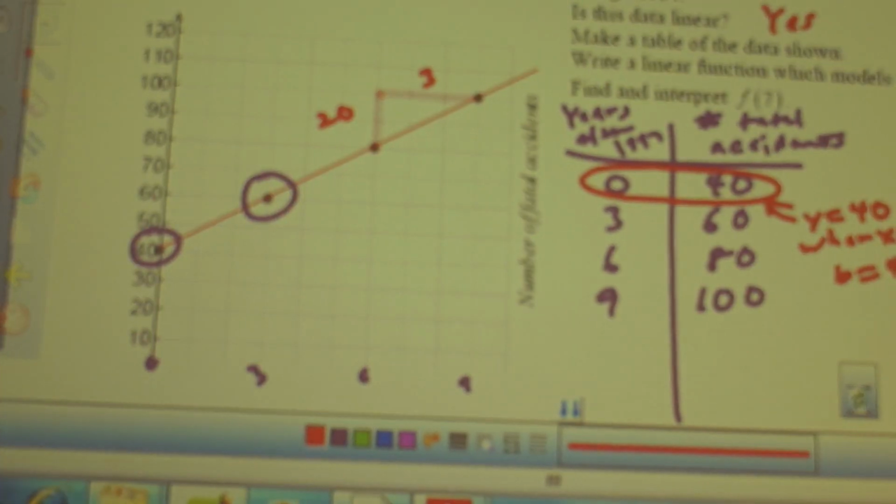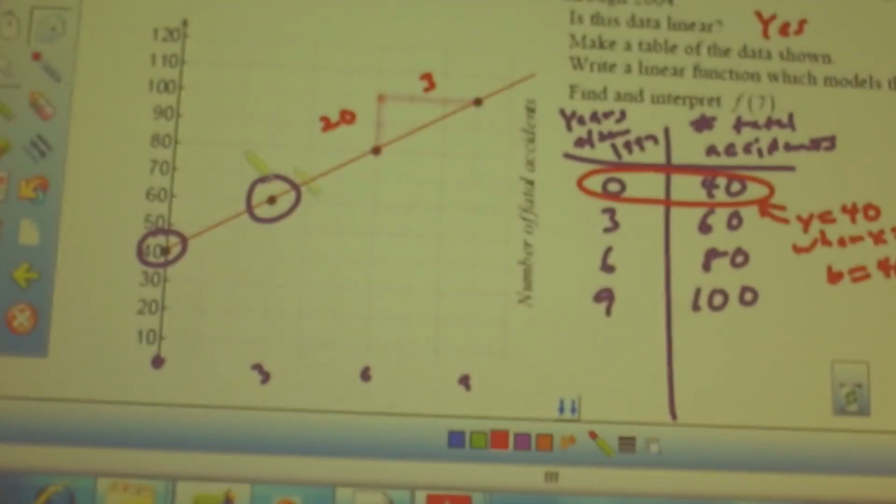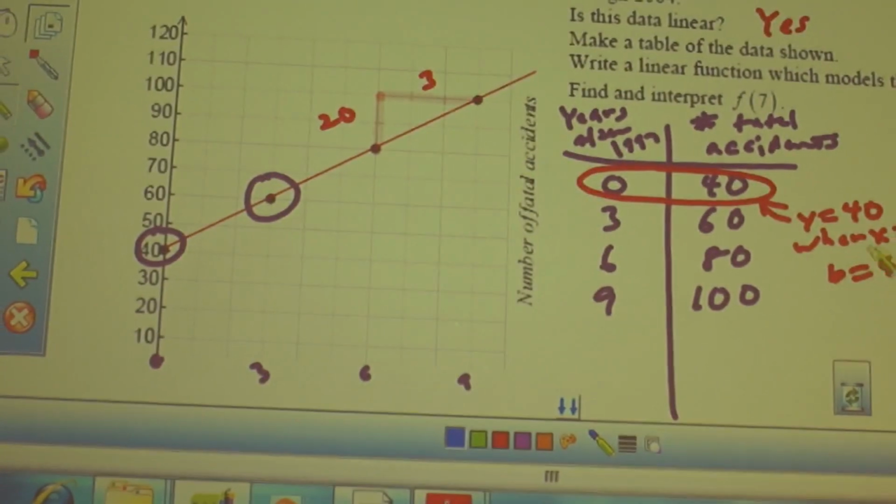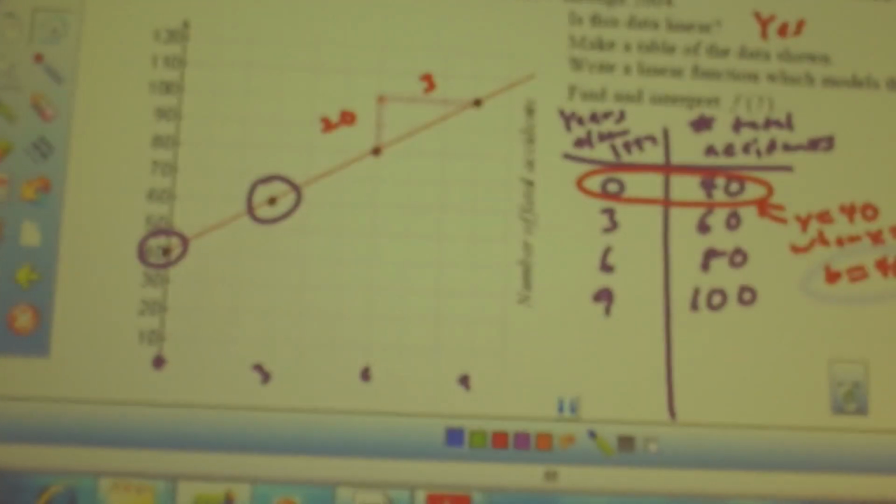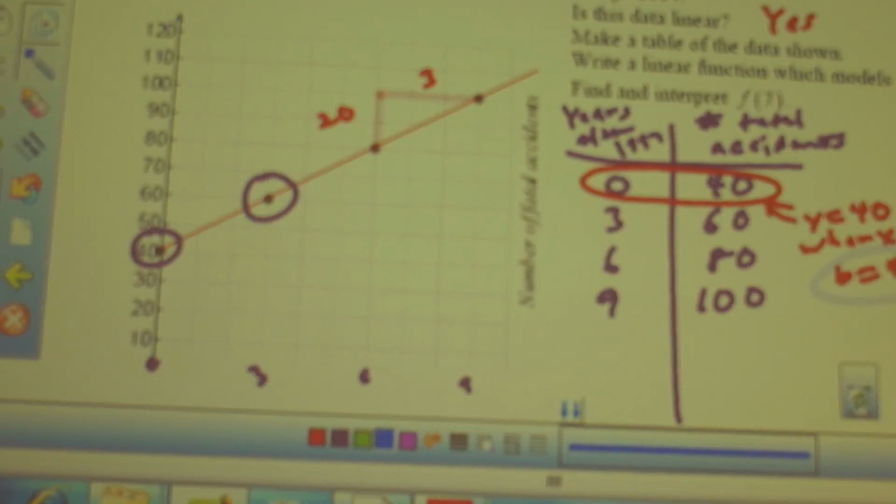So here, we have our two pieces. We can take b is 40, pop that into this part there, and then we'll end up with y equals 20 over 3 x plus 40. Good.